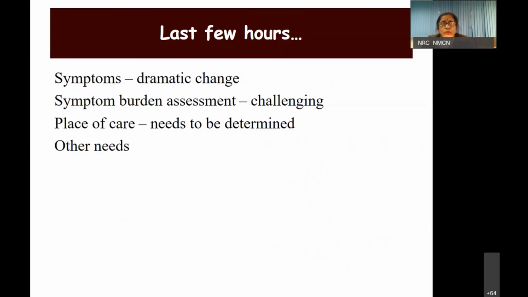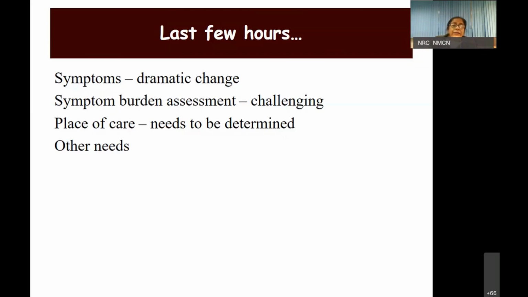Before we go on to actually how to communicate, we have to understand that those last few hours are very different, because suddenly the symptoms are changing. There are a lot of dramatic changes happening, and your assessment of those changes becomes challenging. You have to become more and more adept at understanding these changes and how to evaluate them, and give the family some kind of pointer as to what to expect in the next few hours, days, or weeks.